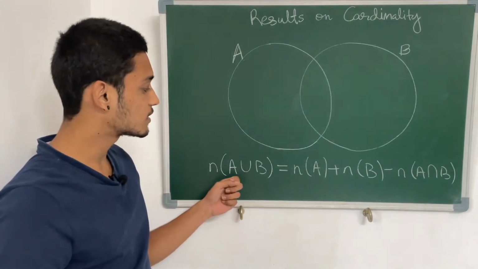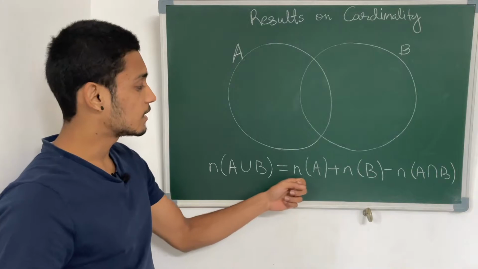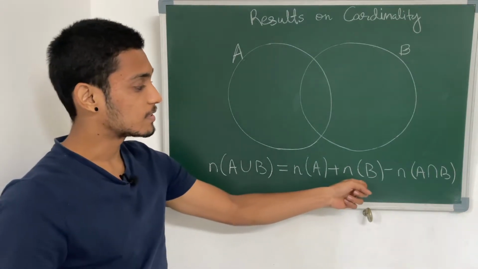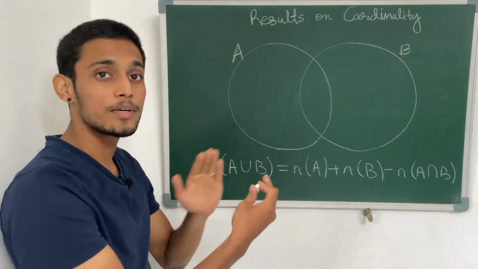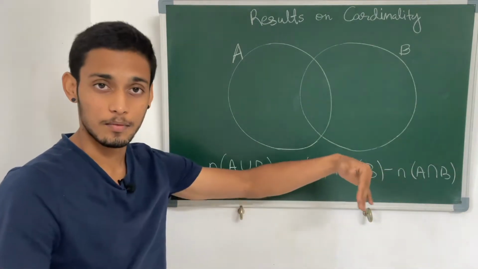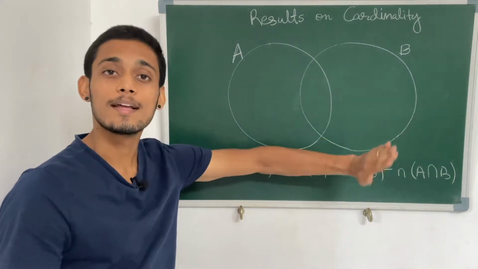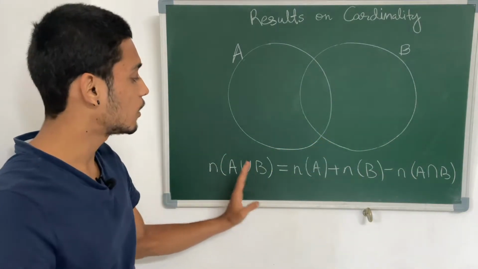So the cardinality of the set A union B is the cardinality of the set A plus the cardinality of B, minus the common elements which were counted twice. The extra things we are removing from this result. So that is how we get this result.